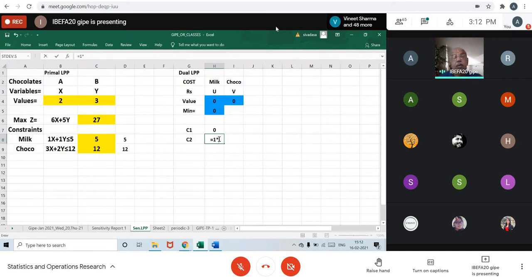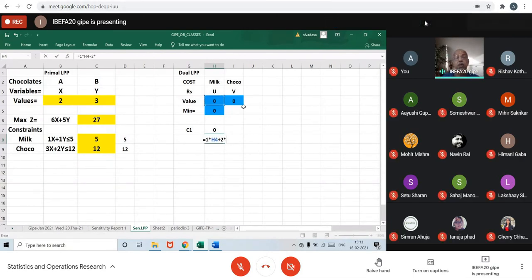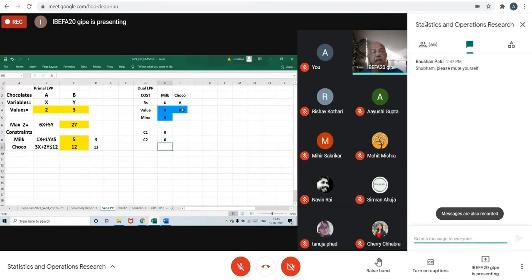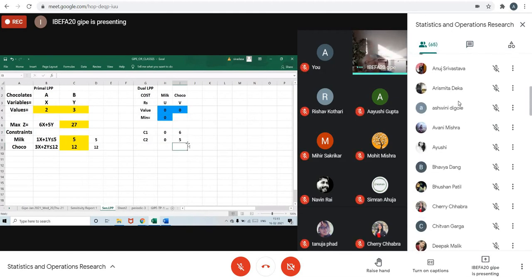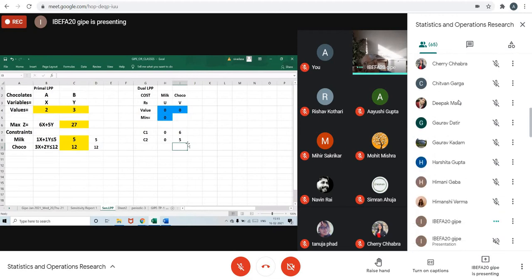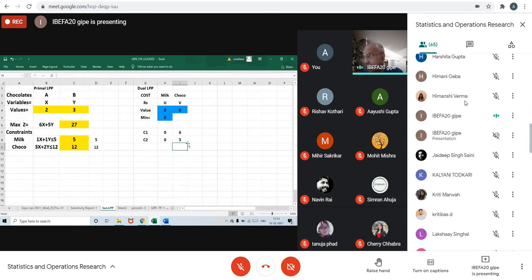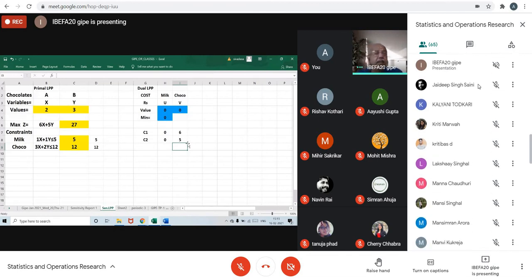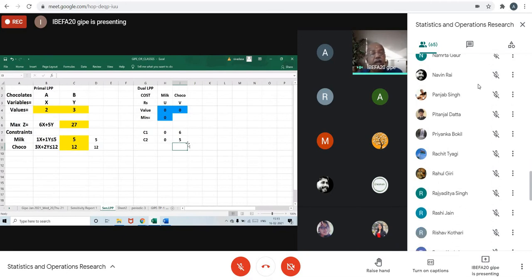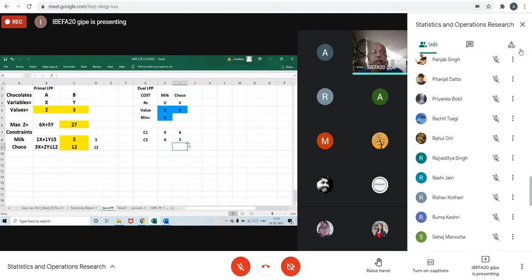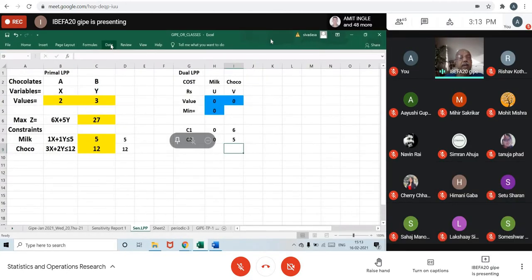Similarly for brand 2: one unit of milk price plus 2 units of choco price should be greater than or equal to 5, the profit. It is a constraint, not necessarily greater. So C1 stands for A, C2 stands for B.